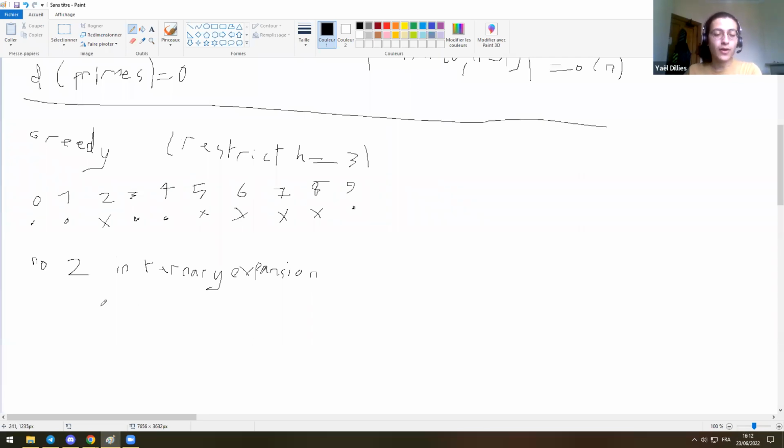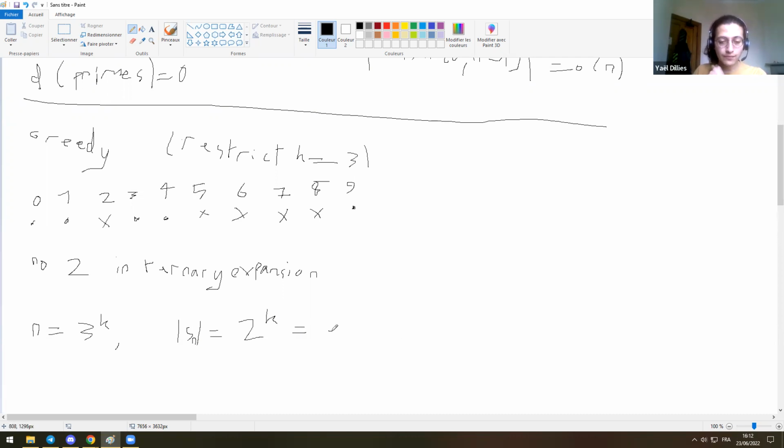Okay. So how many of those are there which are smaller than n? Well, if we think about it a bit, if we take n equal to 3 to the k to simplify, then for each of the k digits, we have 2 possibilities, namely 0 and 1, because the only thing that we can't do is take 2. So the size of S_n, which is this set up to n, will be equal to 2 to the k.